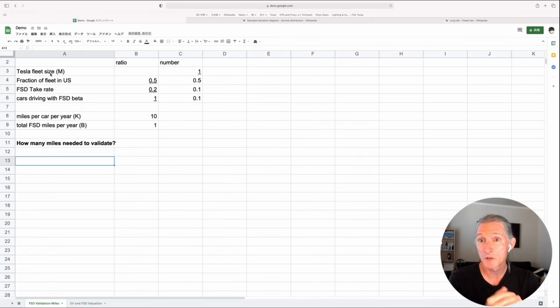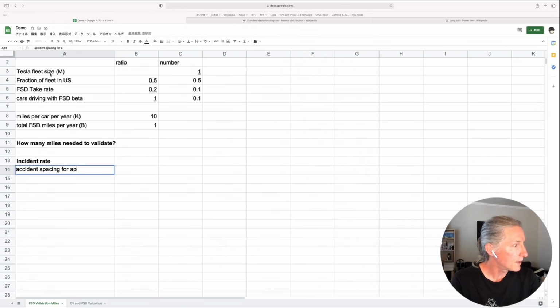So maybe that would be the most conservative, because we'd be comparing the FSD cars to a population of cars we get good data on, because Tesla's going to have good data on those cars too. So we have a rough idea what those incident rates are. How often do they crash? Incident rate, accident rate. I took these off of the website. Drivers.